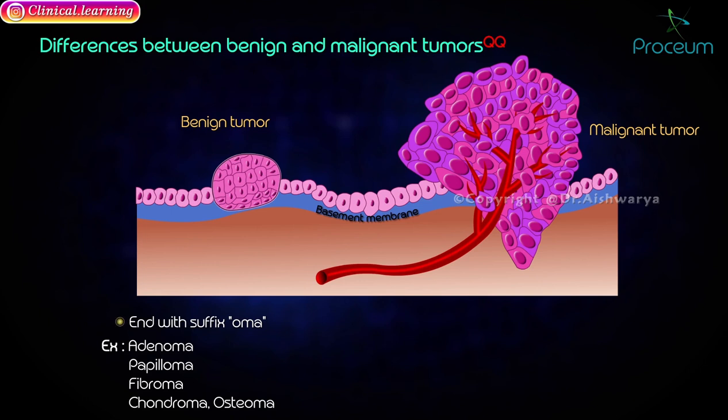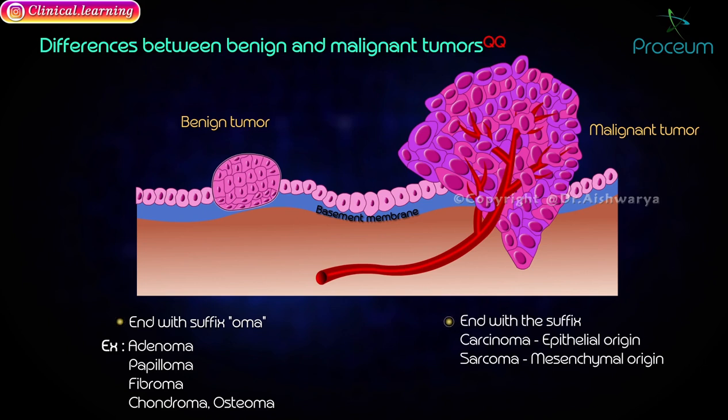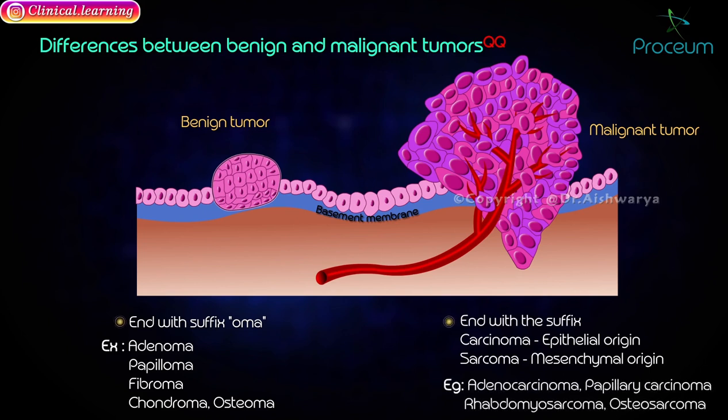On the other hand, what exactly are malignant neoplasms? These malignant neoplasms end with the suffix carcinoma if they are epithelial in origin, and with the suffix sarcoma if mesenchymal in origin. Example: adenocarcinoma, papillary carcinoma, rhabdomyosarcoma, osteosarcoma. All these are the best examples for this.